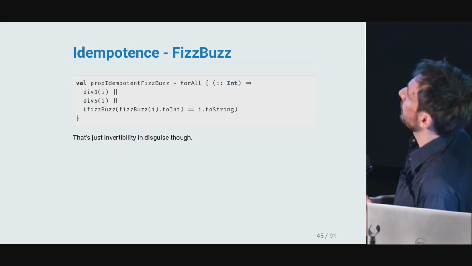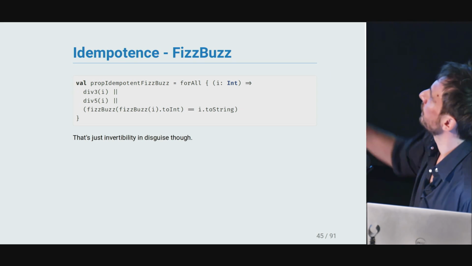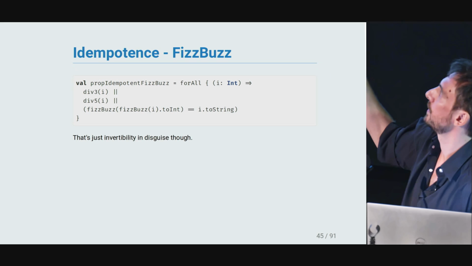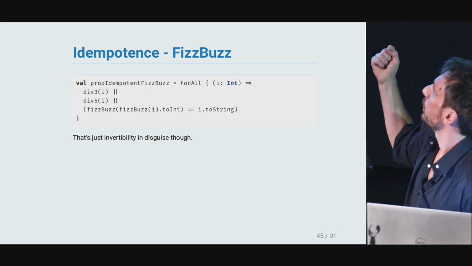In the case of FizzBuzz, we could kind of write it, but if you look at the code, that's basically invertibility in disguise, sorry. So there's not much point.